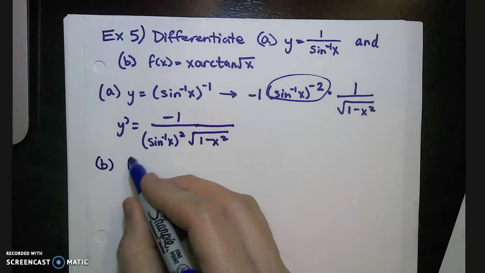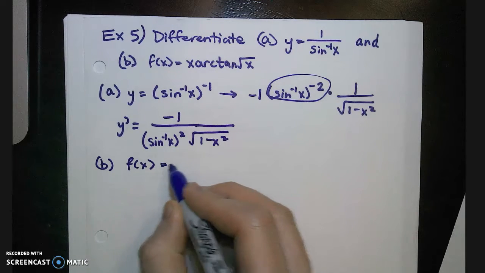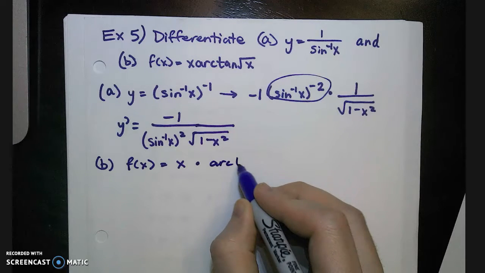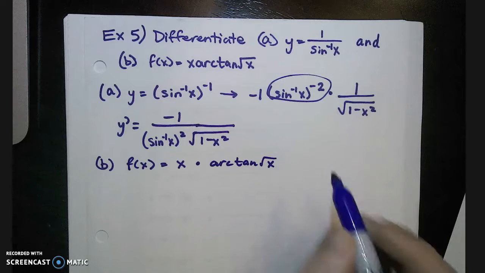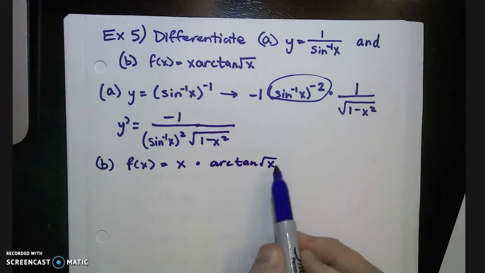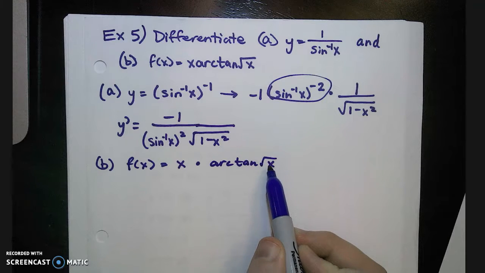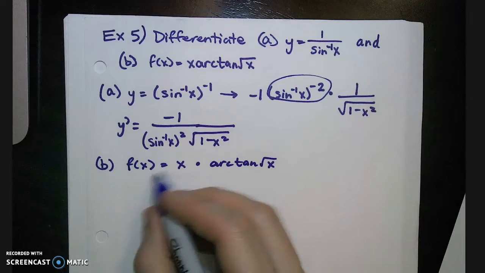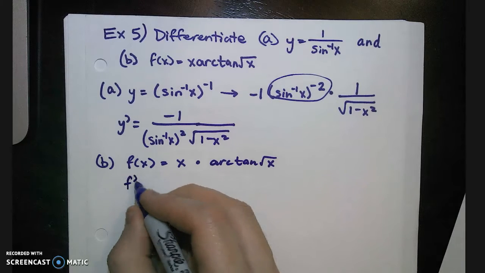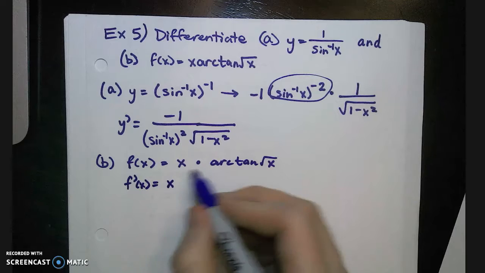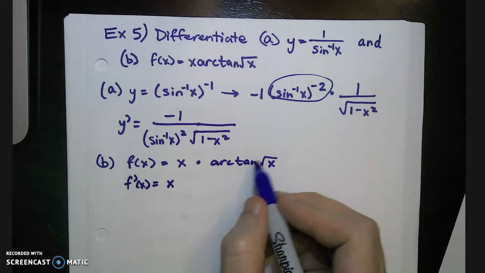For B, we've got a product. We've got x times arc tangent radical x. And inside of this product, we're going to have a chain, because that's not just an x, it's a radical x. So let's start the product rule. I've got first, leave the first, derivative of the second. Remember, this is going to be a chain rule.